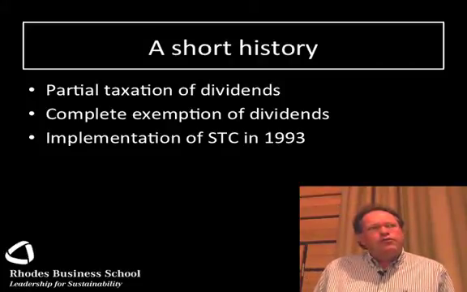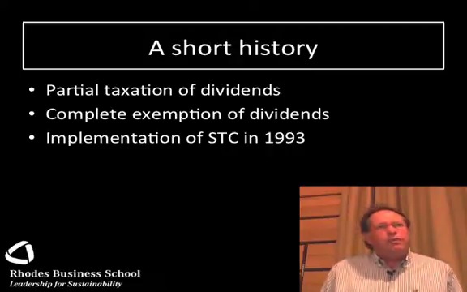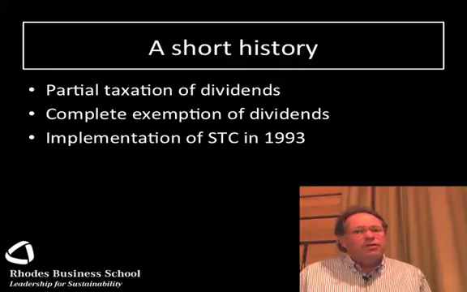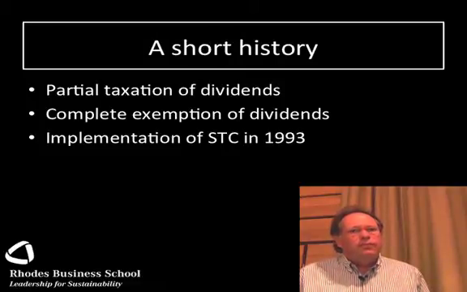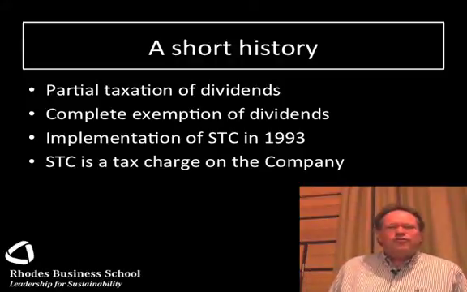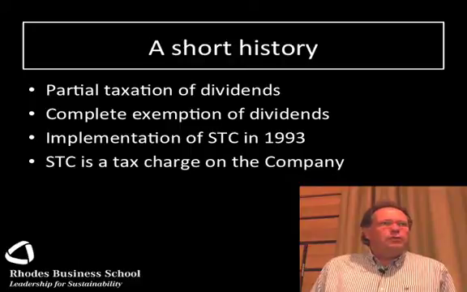The very first thing that you learn from it is the desire to recover your dividend tax, not from all the shareholders, but from the company. They don't want to chase everybody down, as they did with the partial taxation of dividends. And in that respect, STC has worked. But there is an inherent flaw in STC. And this is what causes the change. STC is a tax charge on a company, not the shareholder. So it hits your earnings per share.